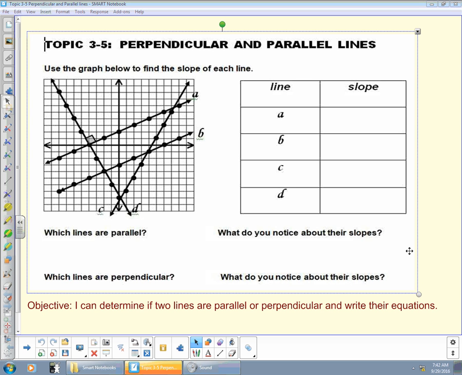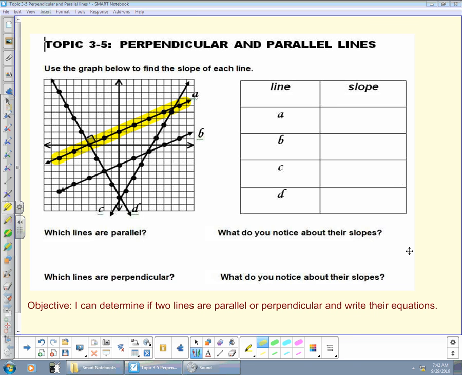Okay, so topic 3-5, perpendicular and parallel lines. Use the graph below to find the slopes of each line. And so here's line A. I want to find the slope of line A, so I'm just going to do the stair steps. Up 1, right 2, up 1, right 2, up 1, right 2. And so M equals positive 1/2.